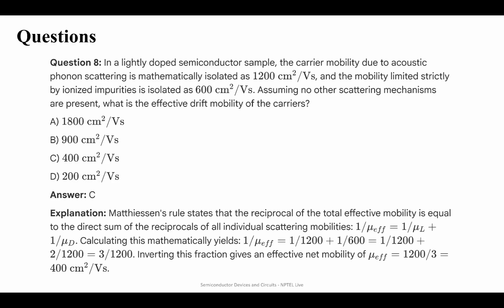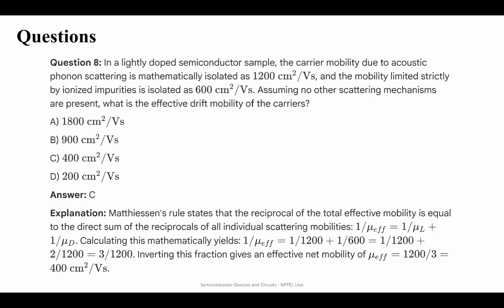The correct answer will be option C, 400 centimeters per volt second. Matthiessen's rule states that the reciprocal of the total effective mobility is equal to the sum of the reciprocals of the individual scattering mobilities. That is, 1 by mu effective equals 1 by mu L plus 1 by mu D.